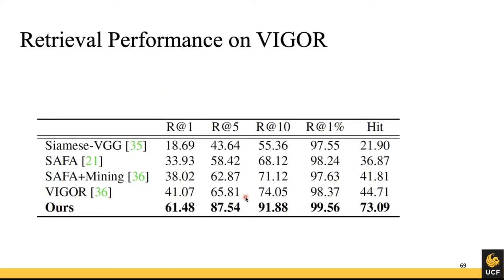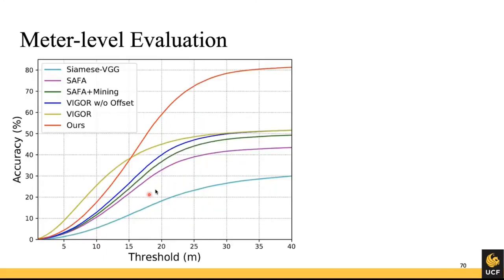We did some comparison on the VIGOR dataset. Compared to previous work, this TransGeo approach is able to significantly improve the performance under all different evaluation metrics, especially the top 1 retrieval accuracy, with about a 20% improvement over previous work on VIGOR. We also did the meter level evaluation like we did in the VIGOR paper. Again, TransGeo is able to outperform existing methods at different thresholds.